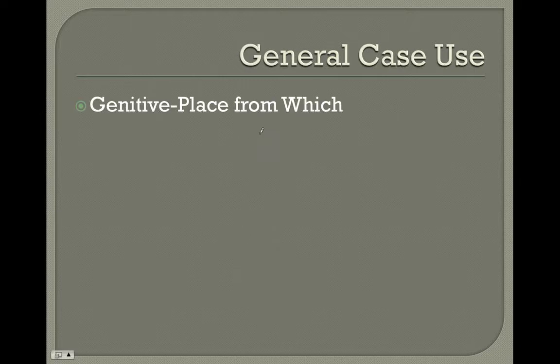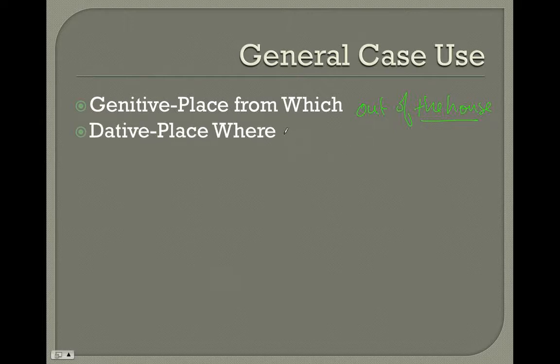The genitive, when it follows a preposition, is generally going to show place from which. So we could go out of the house. House, the house, would be genitive because we're showing place from which, out of something.